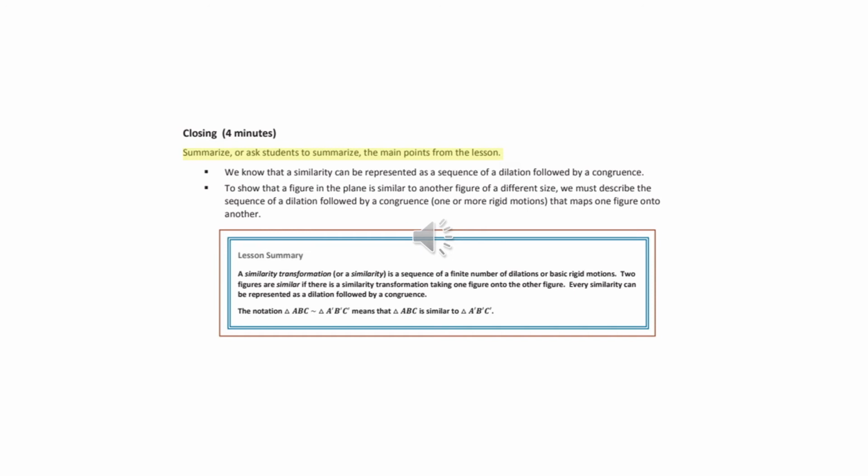This brings us to the portion of the lesson we are most likely to skip over, but is the part of the lesson that lends itself most to being able to add in higher level DOK questions. That's the closing. This is a place where students should be able to summarize their learning.